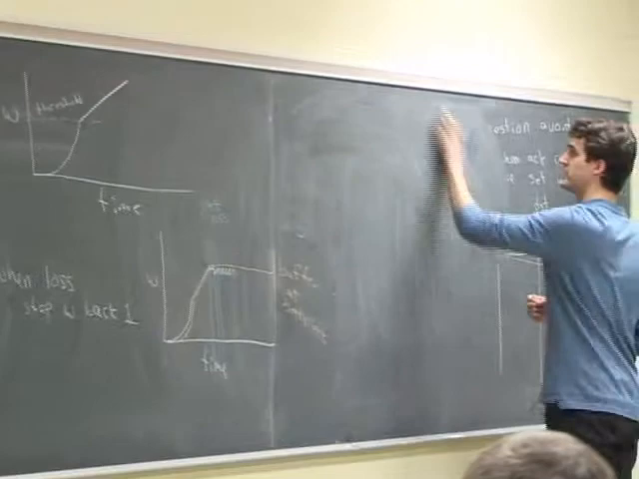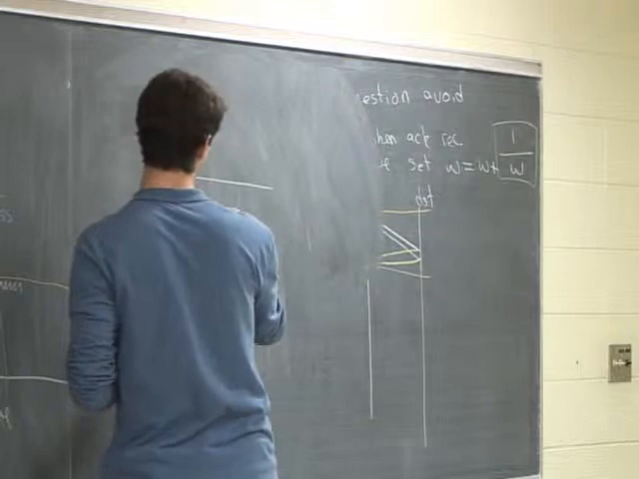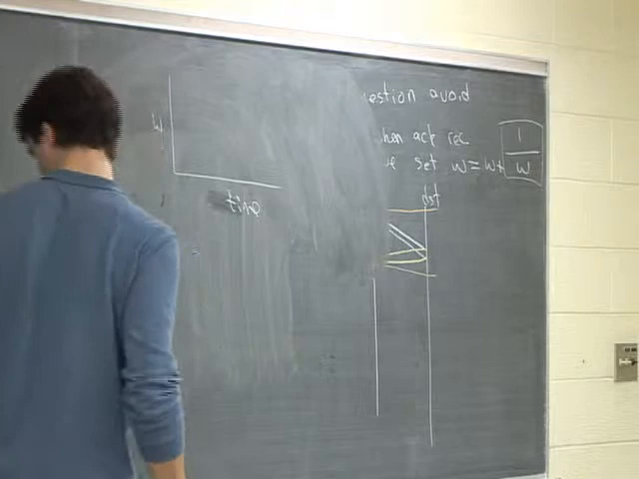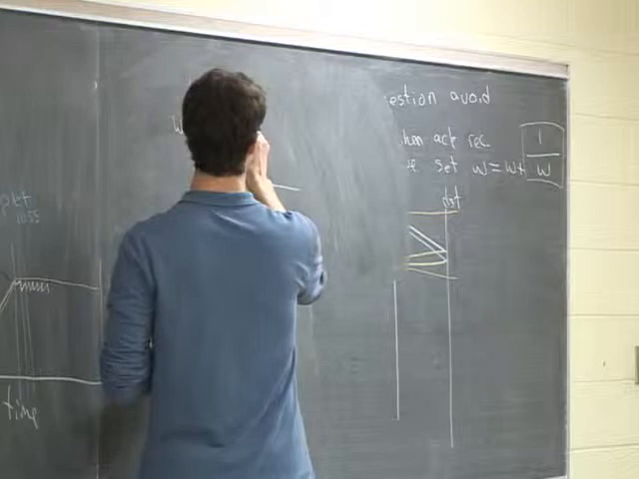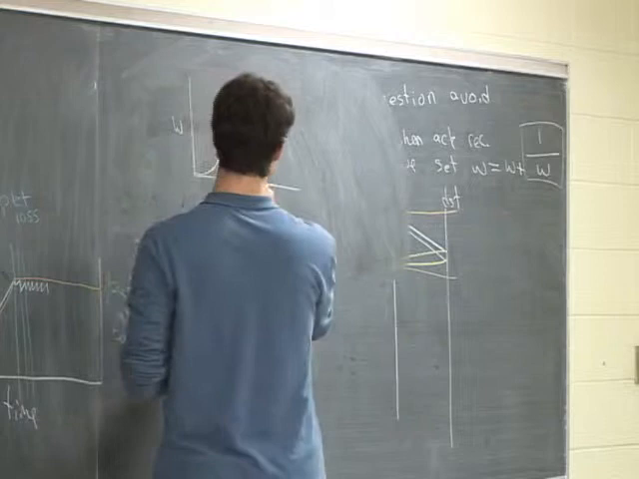So let's draw this same sort of picture. We have time across the bottom and our window here. And so now we have two senders. We have sender one in white, sender two in blue. So sender one starts first. And it starts doing this sawtooth thing. And sender two comes along here and tries to send some data.